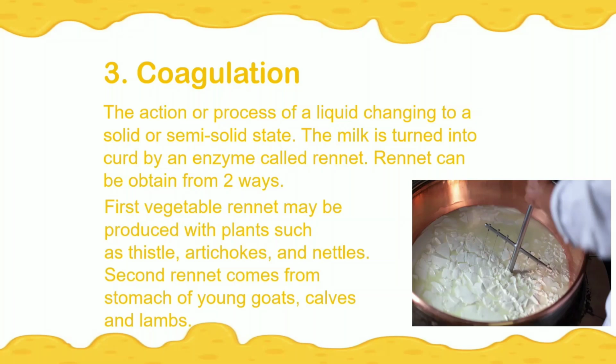Rennet can be obtained from two sources. The first one is vegetarian source from plants like thistle, artichoke and nettle. The second one is non-vegetarian source from the stomach of goat, cows and lamb.